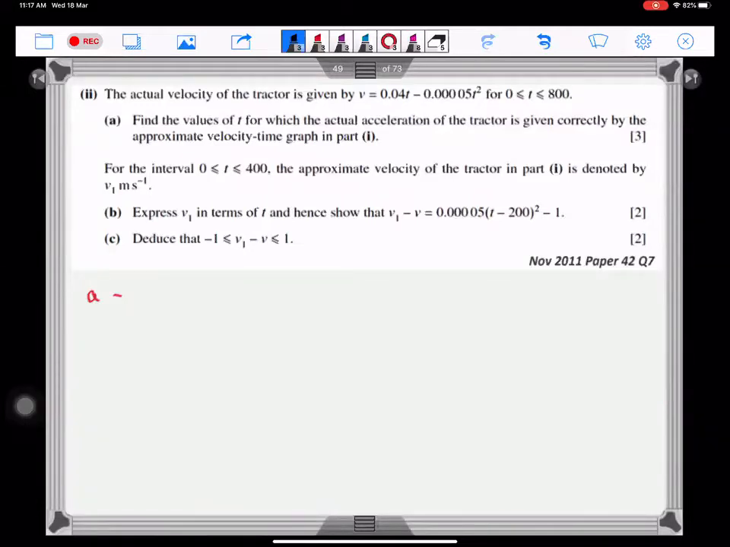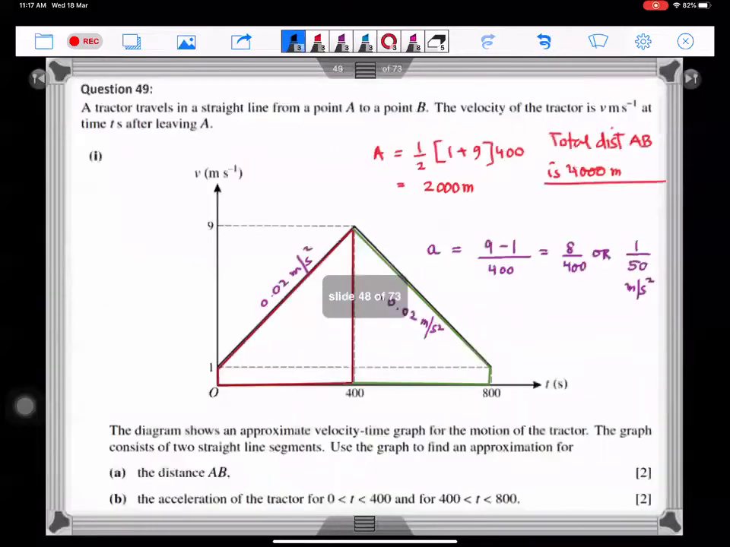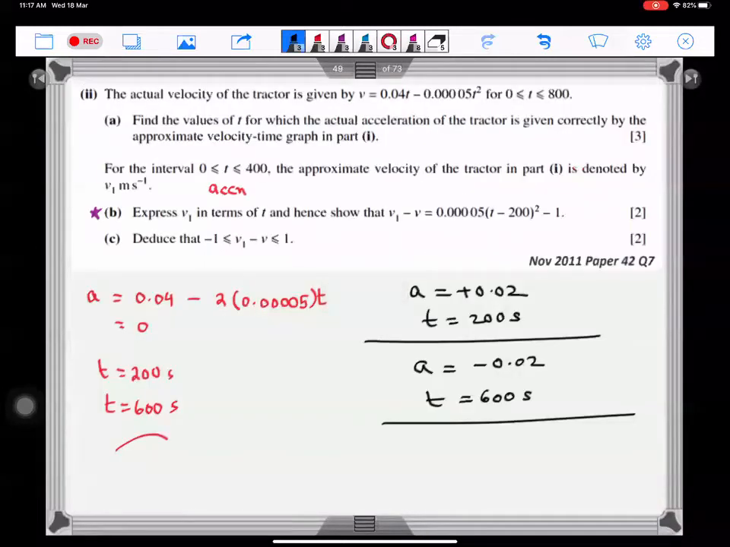From the velocity equation, you will differentiate and you will get an equation for acceleration in terms of t. And now it's saying find the values of t for which the acceleration from the graph is correct. That means the acceleration from the graph for the first portion is 0.02, for the second portion is negative 0.02. That means the magnitude is 0.02. In reality, it was positive 0.02 and negative 0.02.